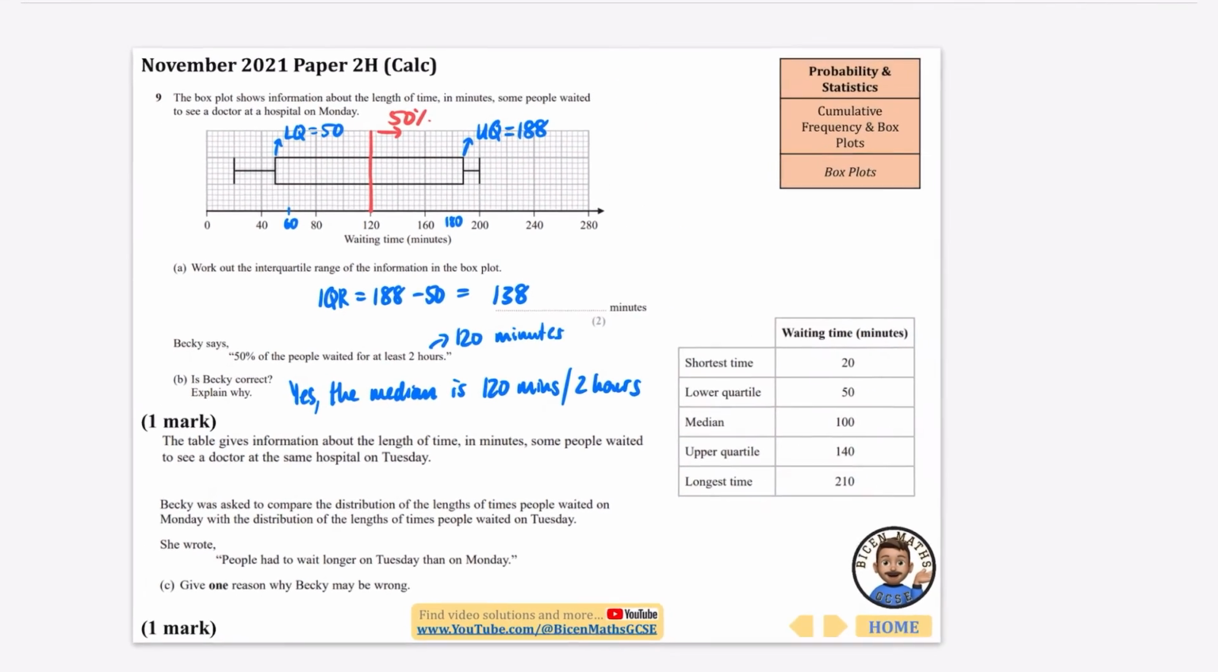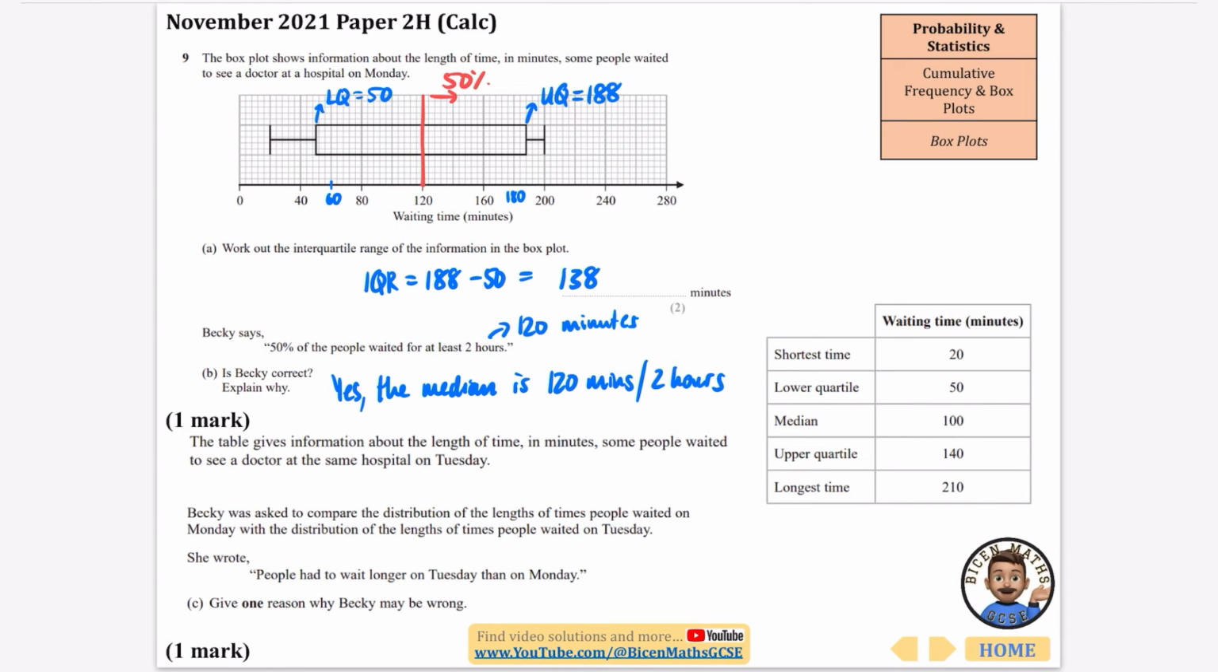Okay, then it says the table gives information about the length of time in minutes some people waited to see a doctor at the same hospital on Tuesday. Becky was asked to compare the distribution of the lengths of times people waited on Monday with those on Tuesday. She wrote that people had to wait longer on Tuesday than on Monday. Give 1 reason why Becky may be wrong.